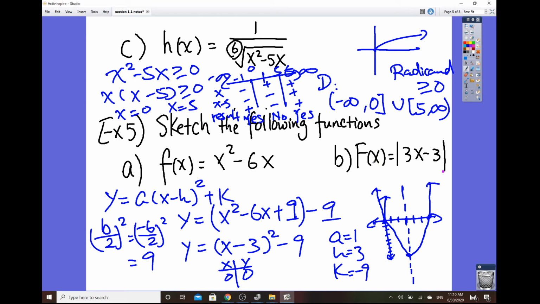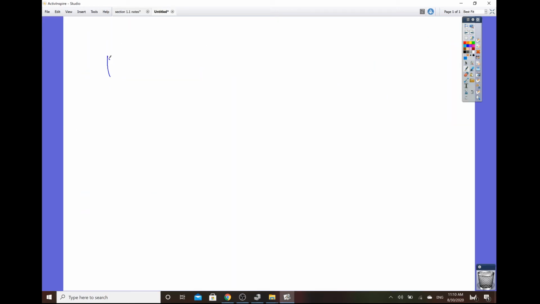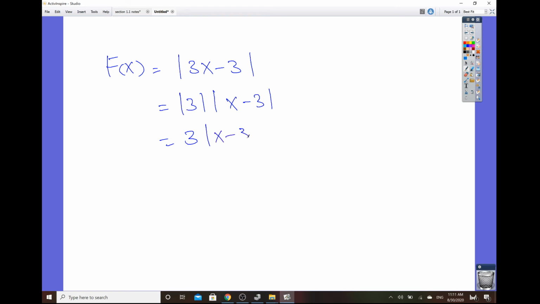And what about the absolute value of 3x minus 3? So now for this one, let me open up the news page right here so I can show you the word. So for f of x, we do have absolute value of 3x minus 3. So basically what you can do, you can just take out that 3. It's the greatest common factor, so we do have absolute value of 3, and then times absolute value of x minus 3. So this one is written as 3 times absolute value of x minus 3.